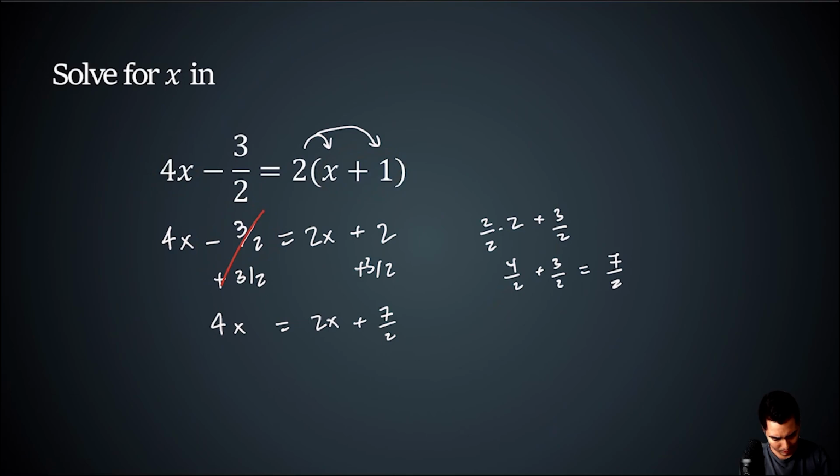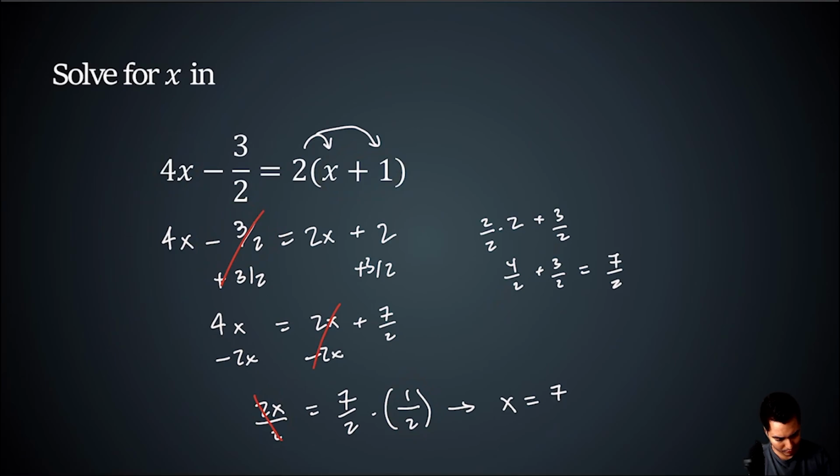Okay, and then we're going to subtract 2x from both sides here, and then we'll get 2x is equal to 7 halves. Finally, we're going to divide both sides by 2 here, and I'm going to multiply by 1/2 because dividing by 2 is basically the same thing as multiplying by 1/2, which gives us our final answer. Cancel out these 2's here. x equals 7 over 4.